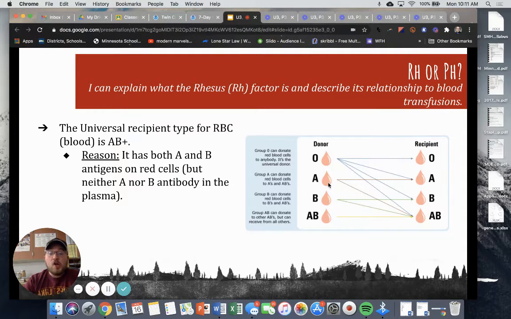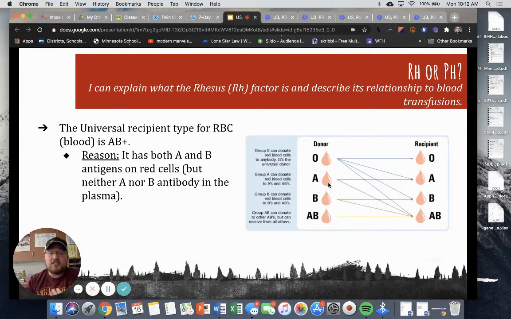The universal blood recipient type is AB positive. Recipient type. So remember, donor type means you can donate your blood to anyone. Recipient means you can receive blood from anyone. Okay? The reason why is because it contains both A and B antigens in the red blood cells, but neither A nor B antibody in the plasma.